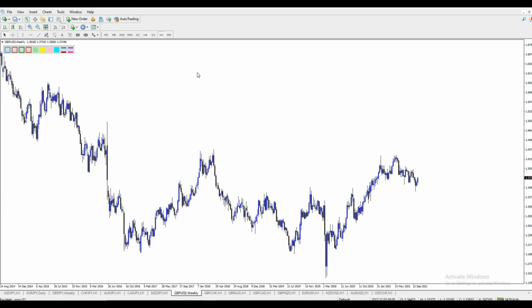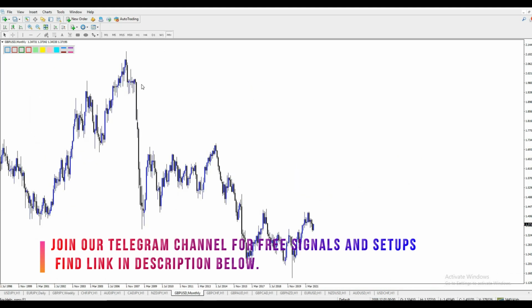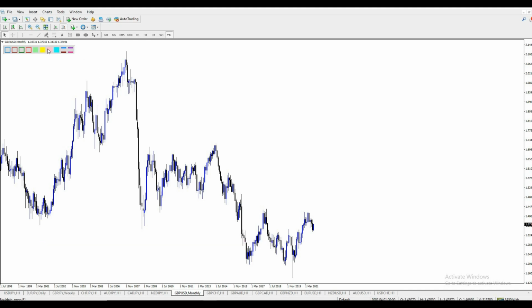If we look at GU, right? Let's start looking at GU. Remember, we're starting with our weekly, with our monthly. What's happening here? What we can identify is we've got price at this area right here, right? And you can see price reacted to that area.